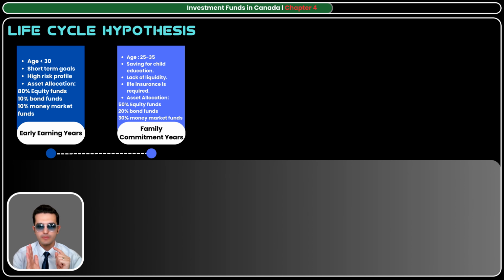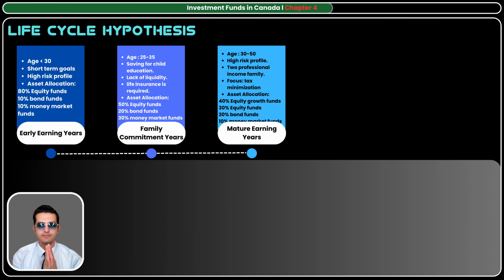So, let's get to the asset allocation. Typical asset allocation for this group is 50% in equity funds. So it has dropped from 80 in early earning years to 50 because they can tolerate less risk right now. So 50% in equity funds, 20% in bond funds, and 30% in money market funds, which has the lowest risk and the lowest return.